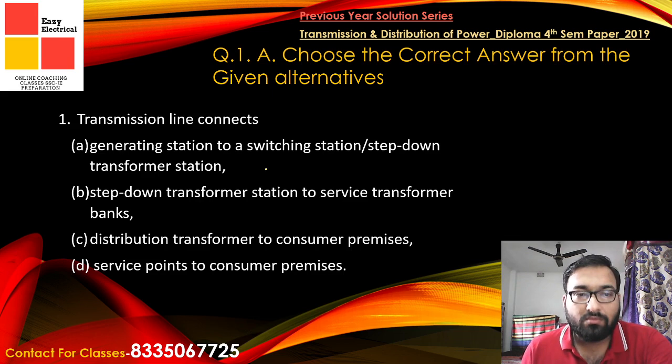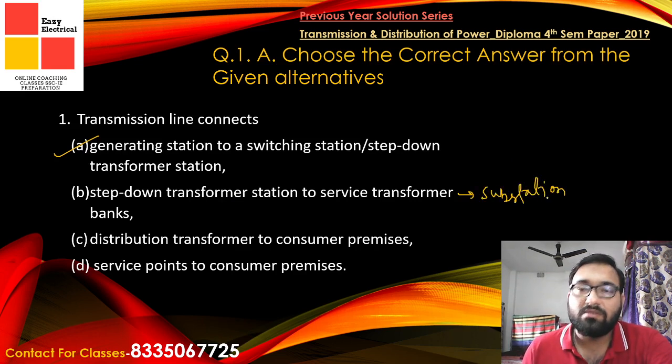So now let me tell you the answer of this question. The answer is generating station to a switching station or a step down transformer station. See all the other options. The second option, step down transformer station to a service transformer bank, is generally within a substation. Whenever it is within a substation, we do not require any transmission line. The next part is distribution transformer to consumer premises. We call this specifically service mains.